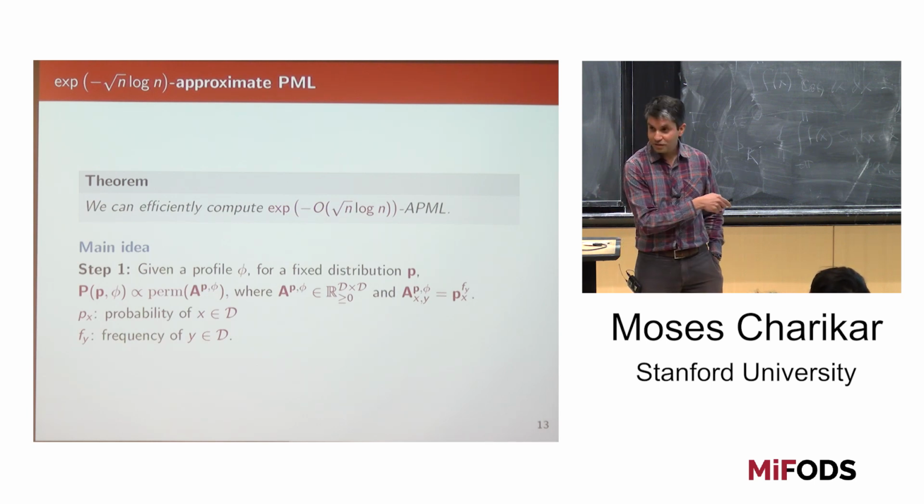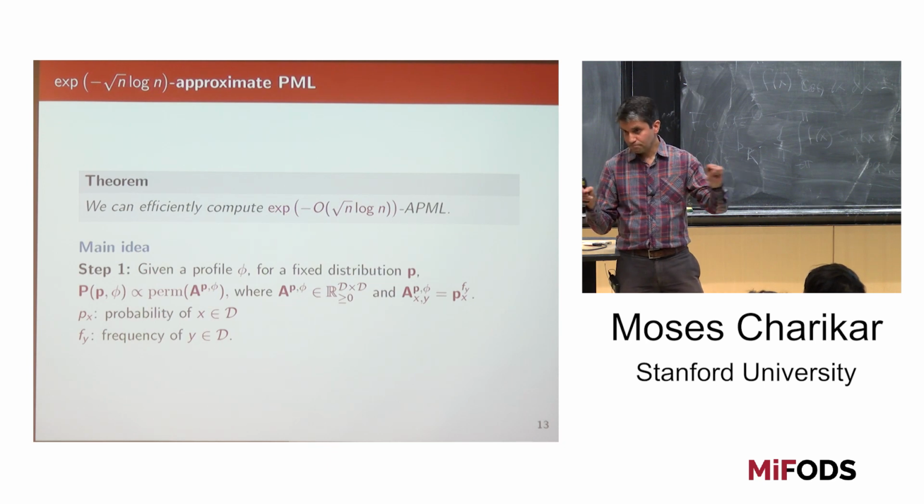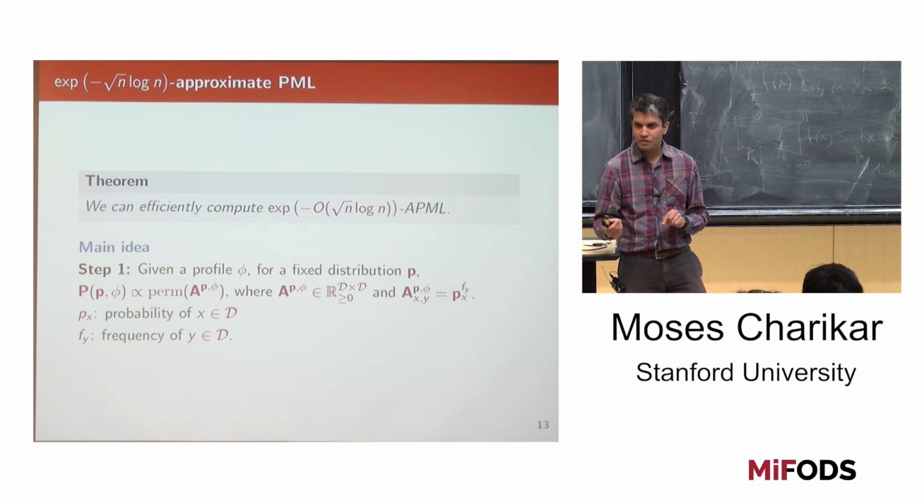What we're going to do is define this matrix, where the matrix is the following. I have my sample. In my sample, I know which element appeared how many times. Let Fy be the number of times element y appeared. I also know my underlying distribution. Px is the probability attached to element x in the domain. And just define this matrix, where the xyth entry is Px to the power of Fy. And now I'm saying the quantity of interest is the permanent of this matrix.